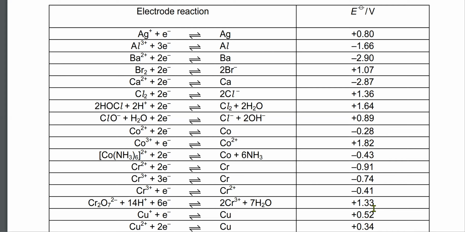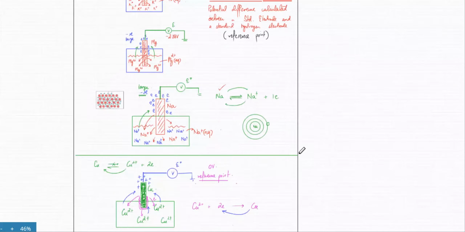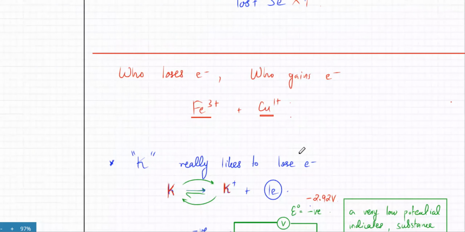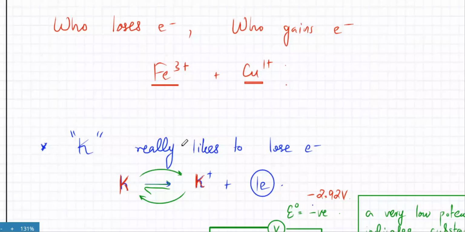So it's always going to be a competition. You'll be adding two substances, as I've shown over here at the start. It's always going to be a comparison. Like, if I wanted to know what would be the reaction between Fe3 plus and copper 1 plus, the one with the higher potential would be the one gaining electrons, and the one with the lower potential would be the one losing electrons. So it's always going to be a relative comparison.